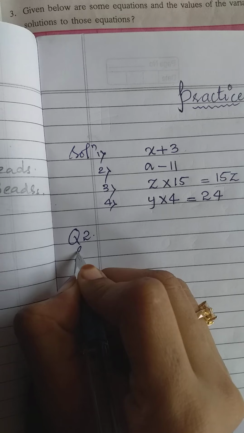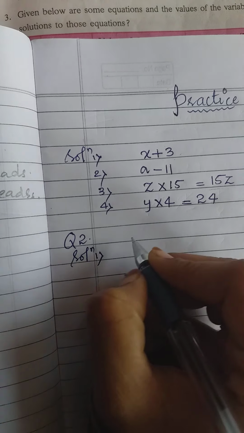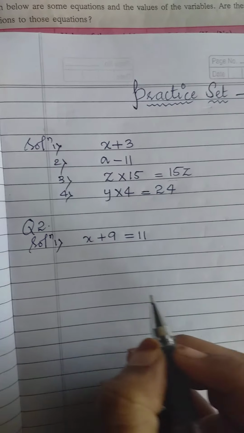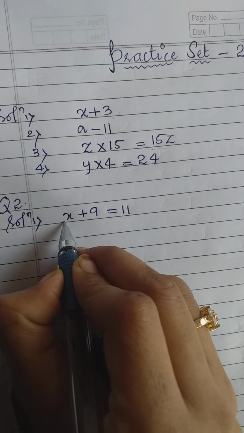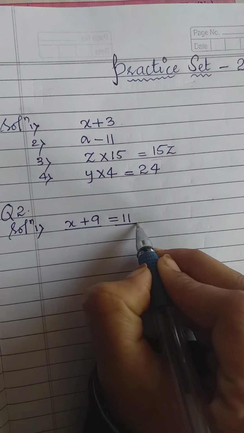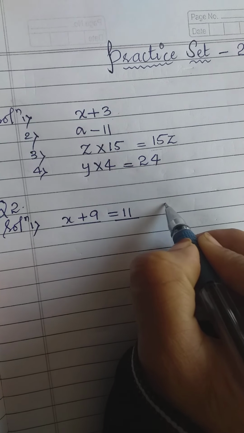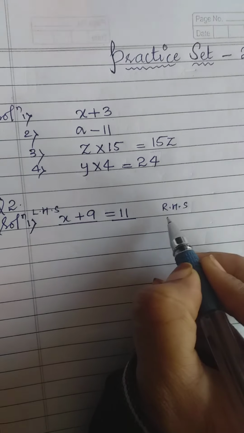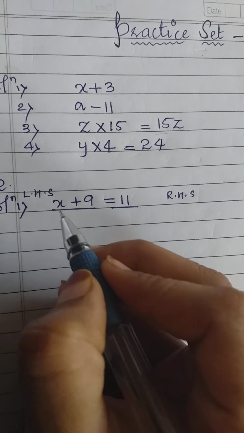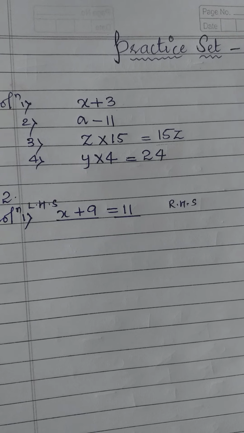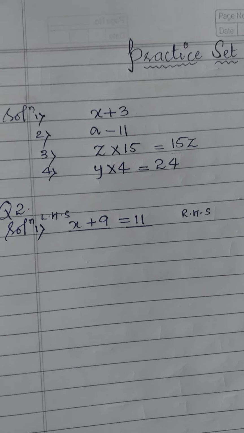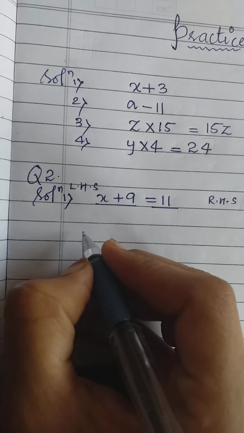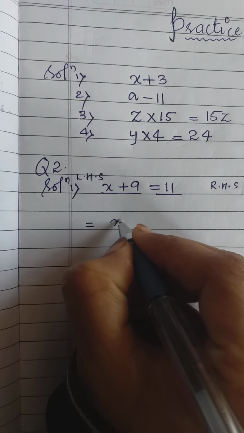Question number 2, solution first. x plus 9 is equal to 11. This is an equation. This is the left-hand side and this is the right-hand side, that is RHS and this is LHS. So which operation must be done on both sides of this equation to solve them or to make them equal? x plus 9.